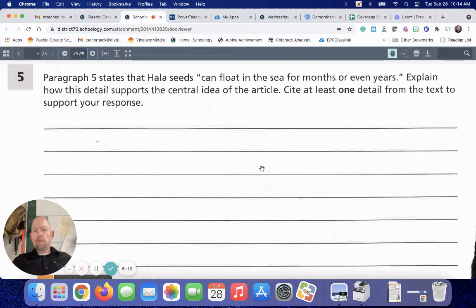For question 5, you're going to write on these lines. If you feel like you're going to need more space, just attach a separate sheet of paper and staple it to this page with your name on it, answering question 5. Paragraph 5 states that the Hala seeds can float in the sea for months or even years. Explain how this detail supports the central idea of the article. Cite at least one detail from the text to support your response.